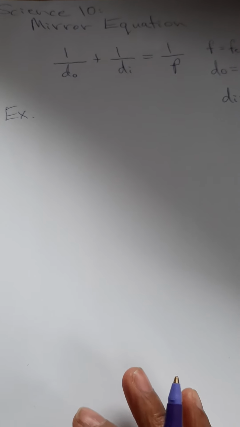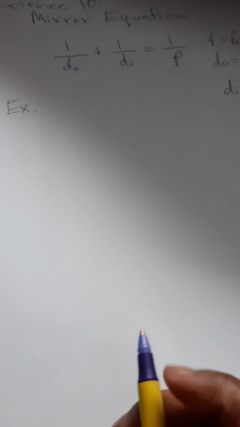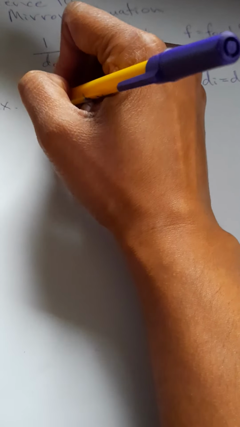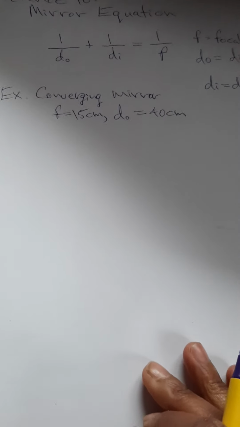So let's try an example here, and we're going to try using this equation. The question says, determine the image distance in each of the following situations. I have a converging mirror, and the converging mirror has a focal length of 15 centimeters. So I'm just going to write down what's given in the question. And the object is placed 40 centimeters from the mirror. So the distance of the object is 40 centimeters.